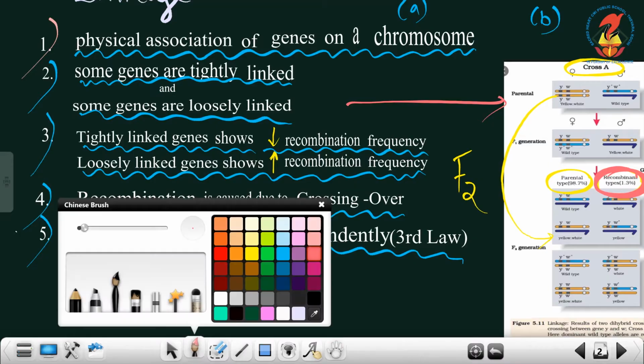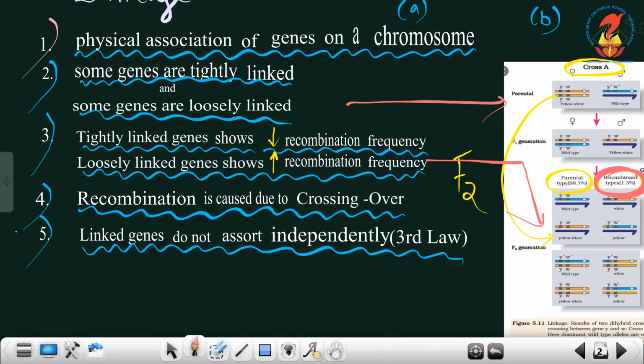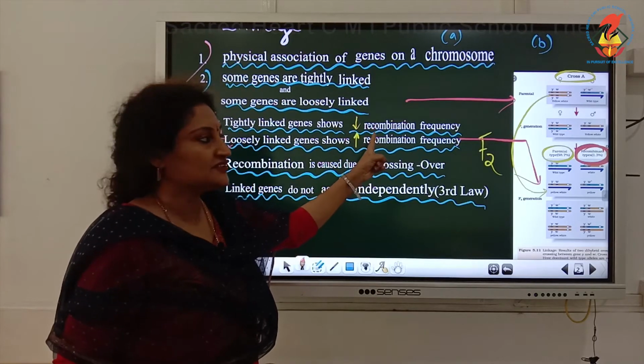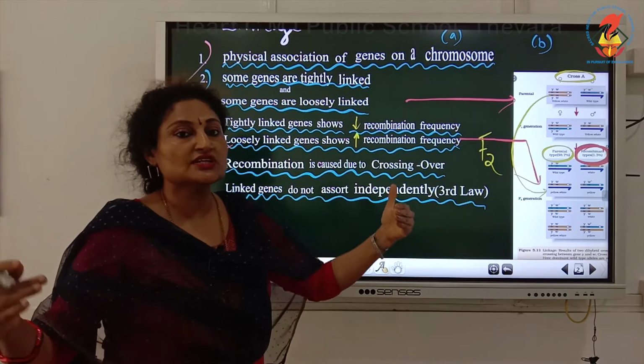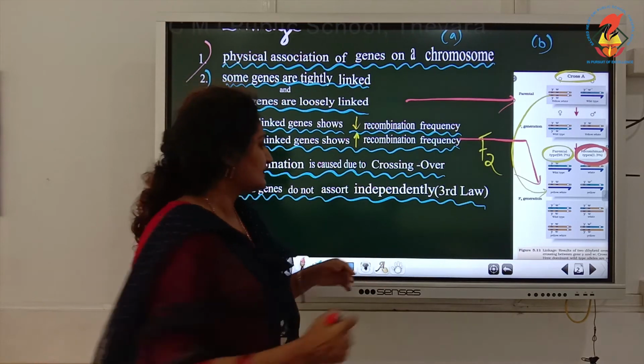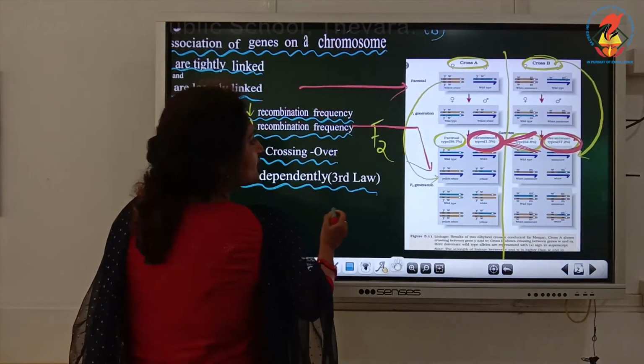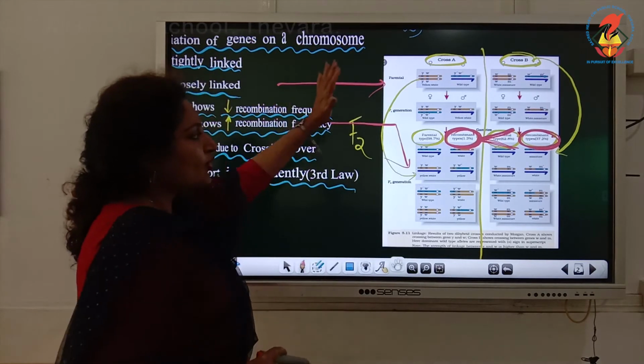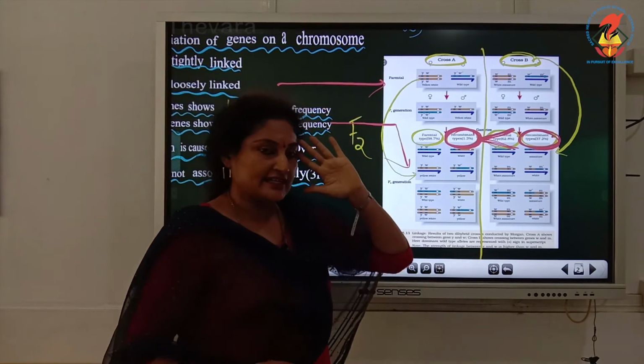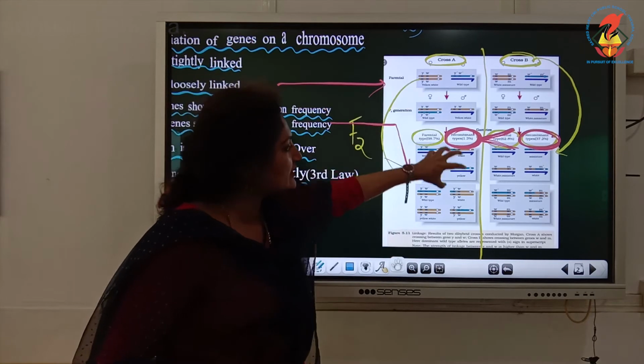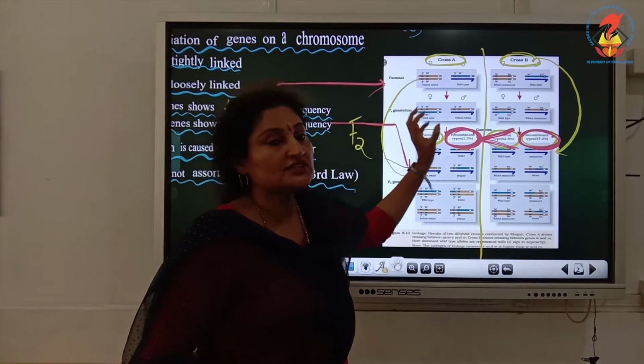The second conclusion was the recombination frequency. Remember, it is the result of the F2 generation. The recombination frequency was low for tightly linked genes, whereas for loosely linked genes, the recombination frequency was higher. That's why cross B has higher recombination frequency. So, from the examination point of view, don't learn this as such, but you must understand what is cross A.